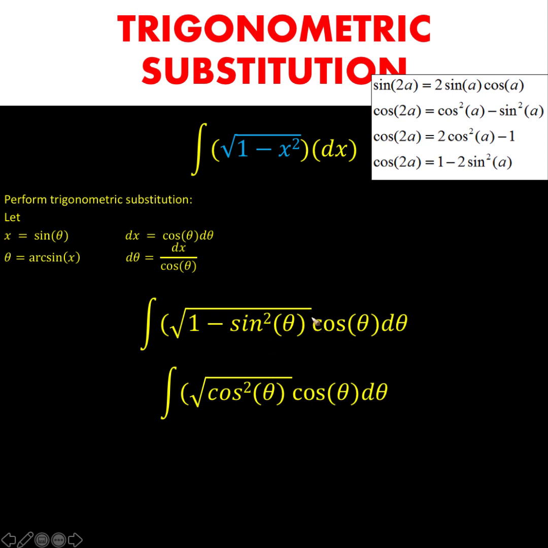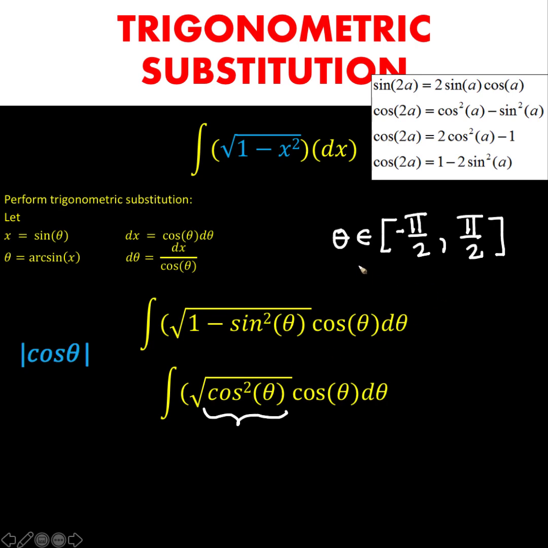Now for this to work, we need to establish that the domain of our angle, theta, must be from the interval negative pi over 2 to positive pi over 2, or from negative 90 degrees to positive 90 degrees. And with that as our condition, we can now evaluate this part, the square root of cosine squared theta, as the absolute value of cosine of the angle theta.